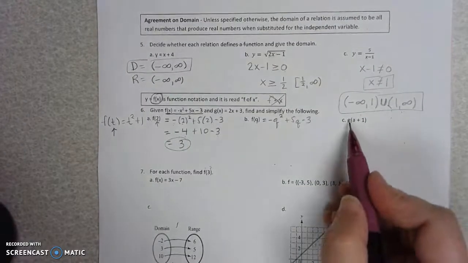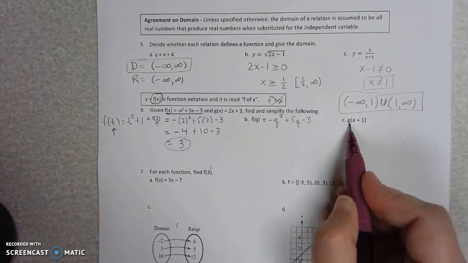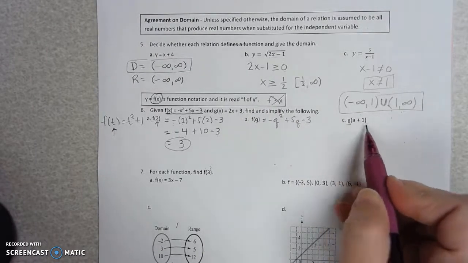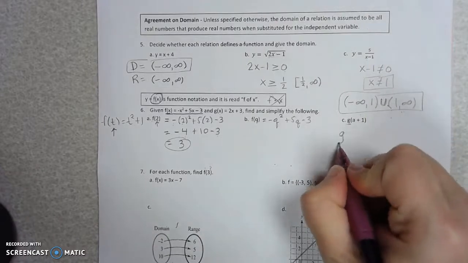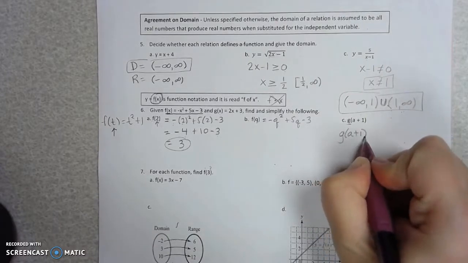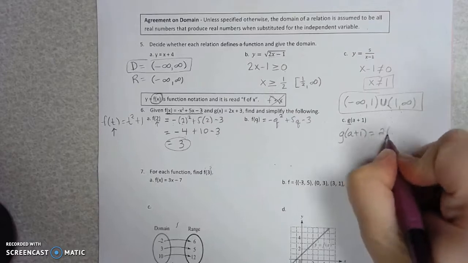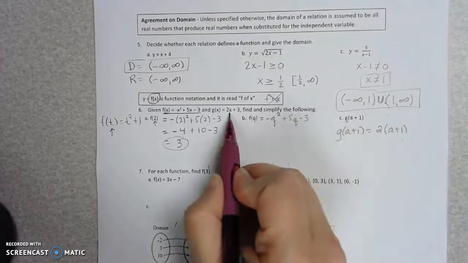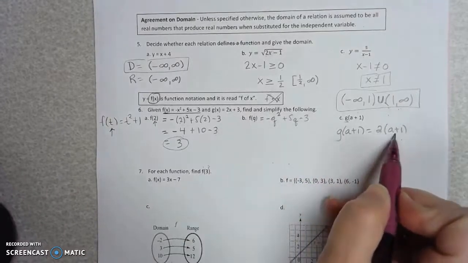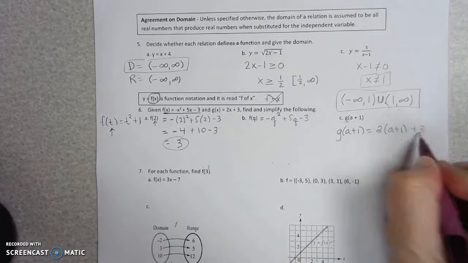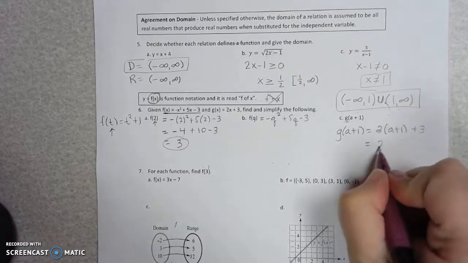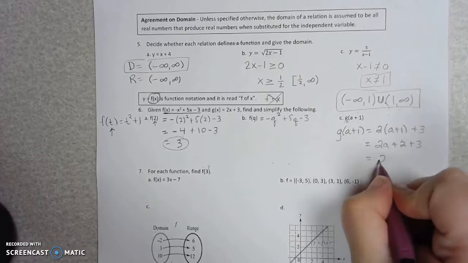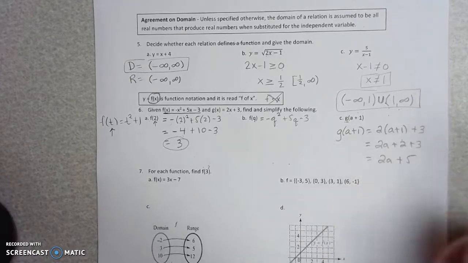Alright, letter C, now we're using function g, which is 2x plus 3. So everywhere there's an x, I'm going to put a plus 1. So I'll say g of a plus 1. And everywhere there's an x, I'll put a plus 1. So this is like 2x plus 3. Then I multiply it out. 2a plus 2 plus 3 gives me 2a plus 5.